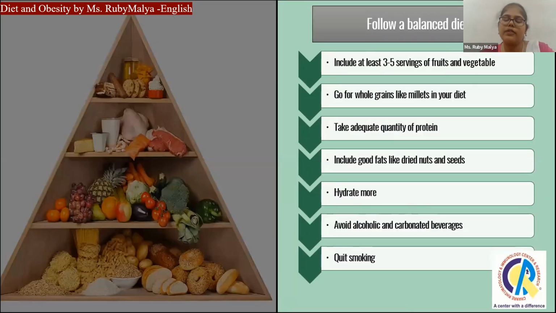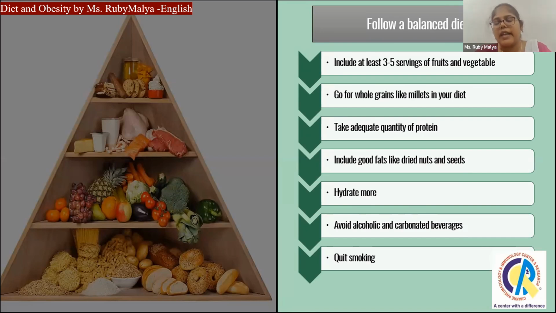Along with following these 3 points, you have to follow a balanced diet. What is a balanced diet? First thing is you should include at least 3 to 5 servings of fruits and vegetables in your diet. You can go for seasonal fruits and vegetables, include more greens, and go for whole grains like millets, bajra, jowar, ragi. These also have vitamins and minerals. Along with that, they have complex carbohydrates and a little bit of fiber content in them.